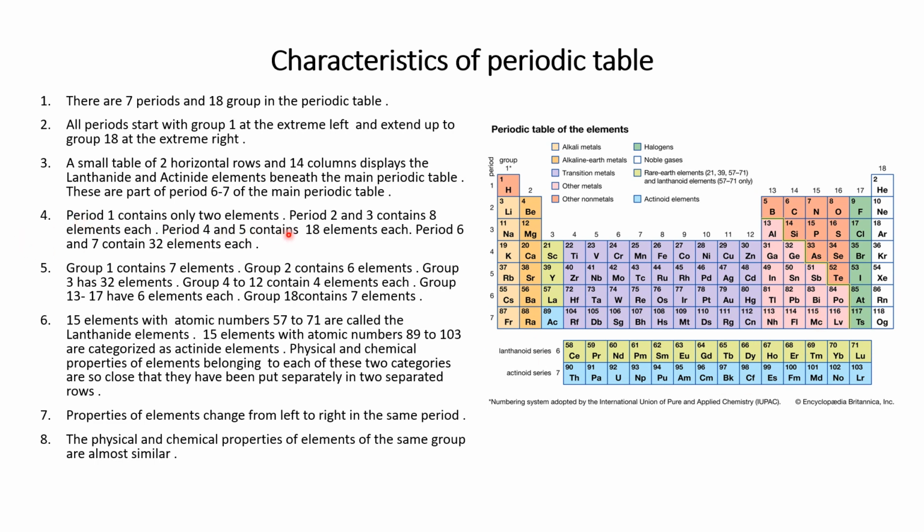Period 1 contains only 2 elements. Periods 2 and 3 contain 8 elements each. Periods 4 and 5 contain 18 elements each. Periods 6 and 7 contain 32 elements each.